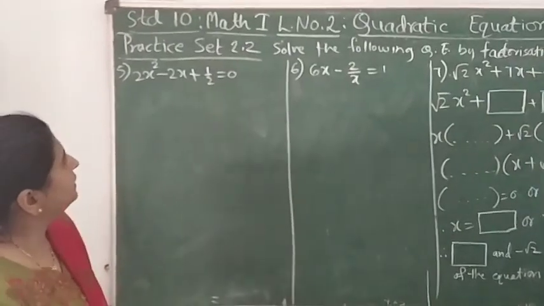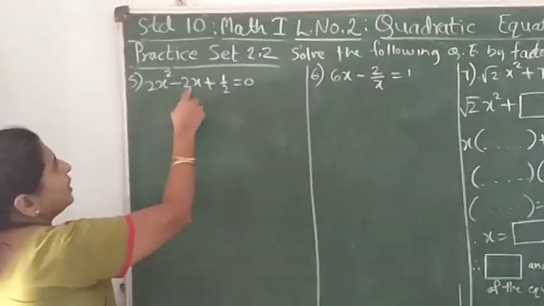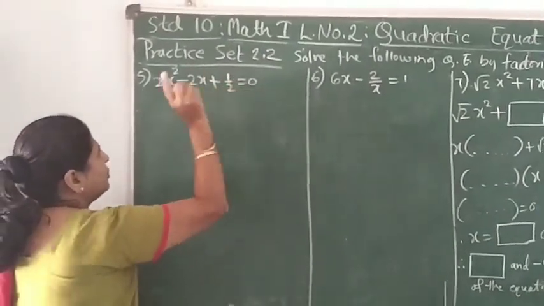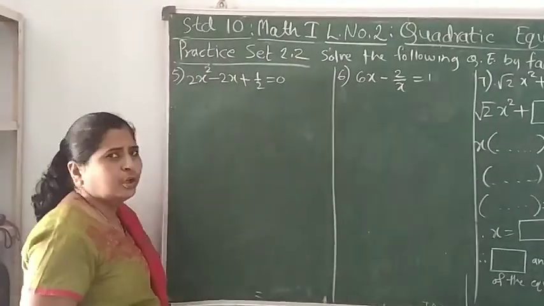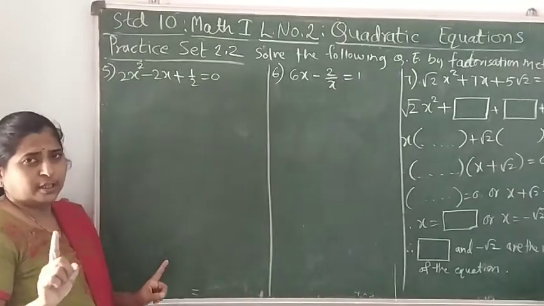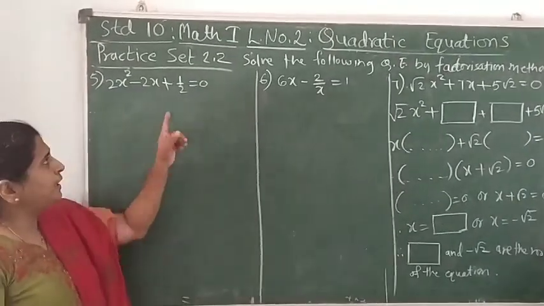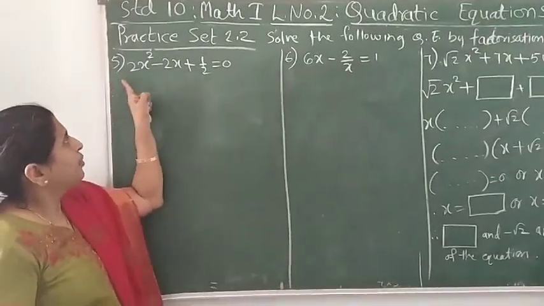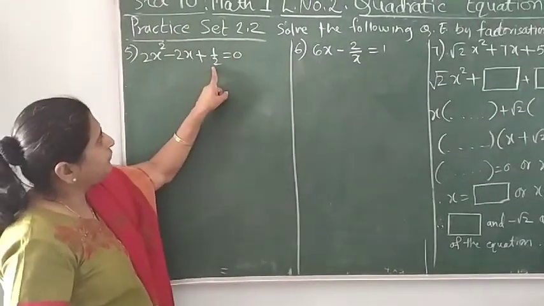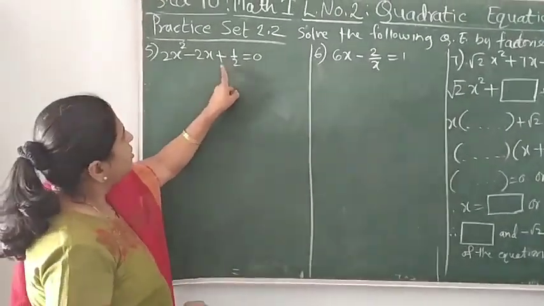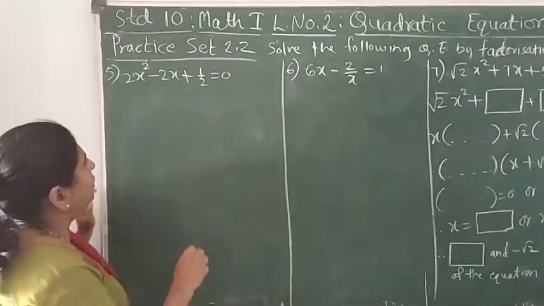Now the fifth sum in this is 2x² - 2x + 1/2 = 0. In this question we find something in the denominator. We don't want anything in the denominator. So to remove any term from the denominator, we have to multiply each term by that term in the denominator. Here we find 2 in the denominator. So let's multiply each term by 2.